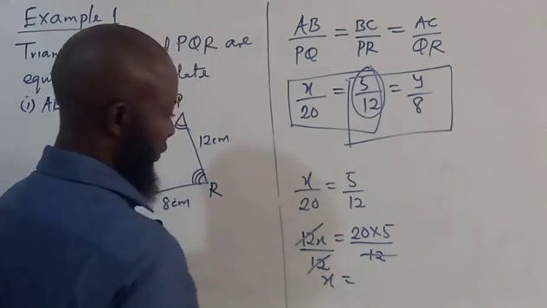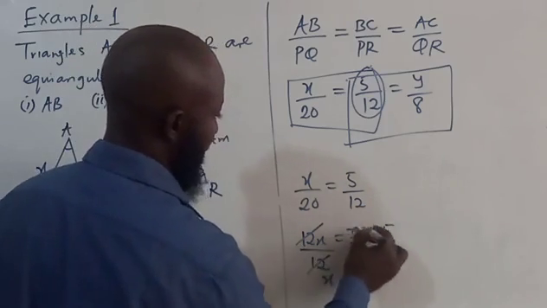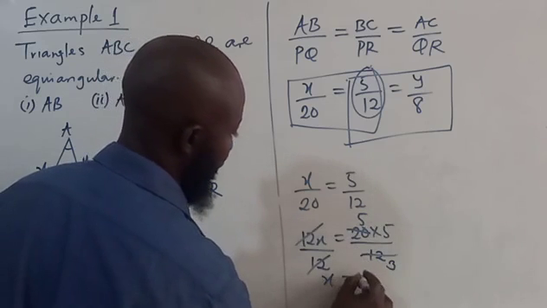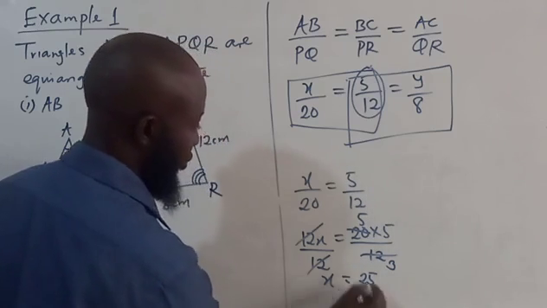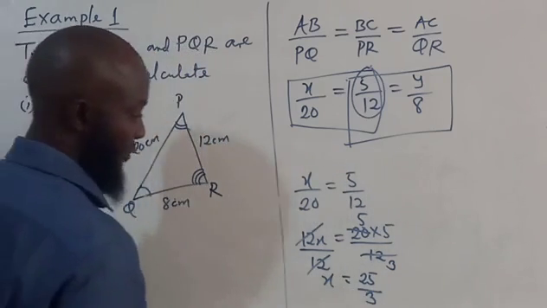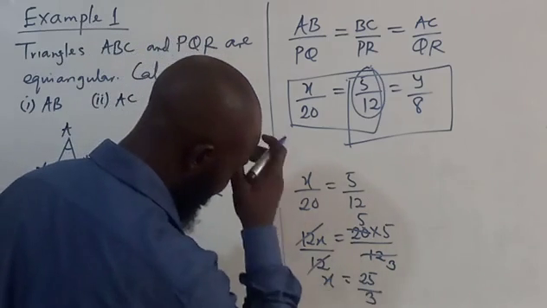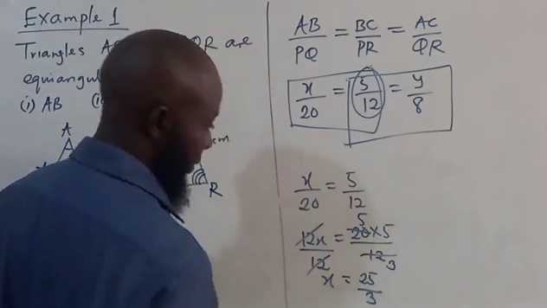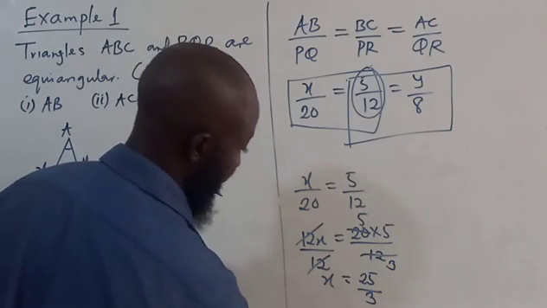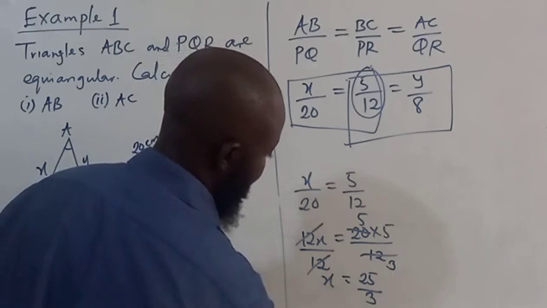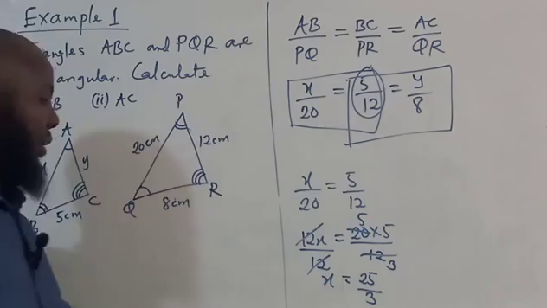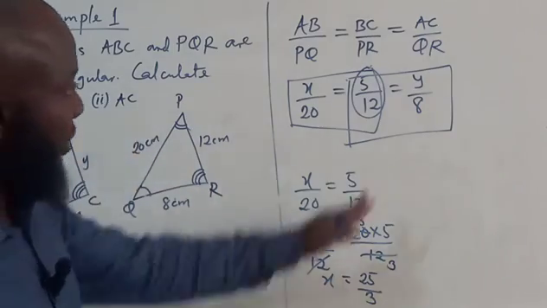So 4 can go here, 3. 4 can go here, what? 5, which means we have 25 divided by what? 3. So that means the value of x will be 25 over 3, that is 8, right? Which is 24, remainder 1, so 8 and 1 over 3 centimeters. That is the value of our x. That's the first stage.